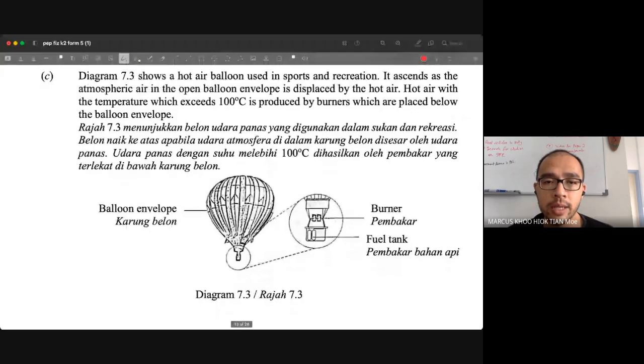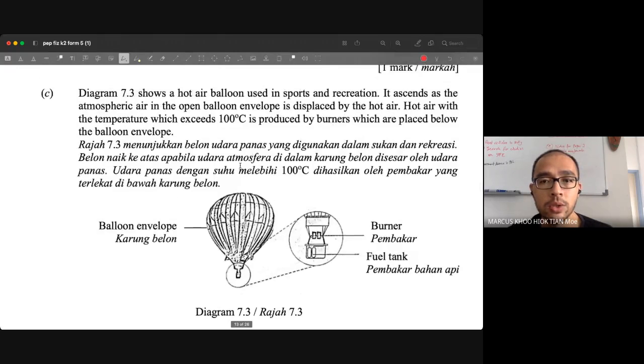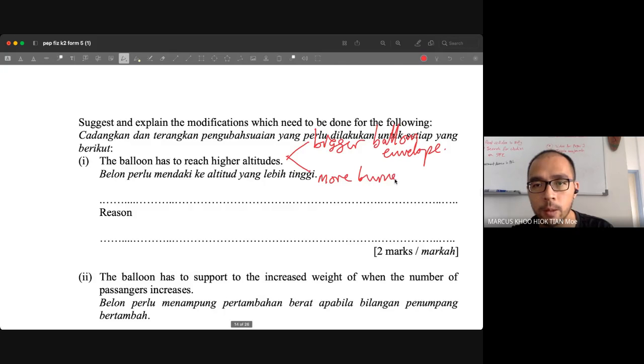So right here, you're given this balloon envelope, and then the burner and then the fuel tank. So the temperature which exceeds 100 degrees is produced by burners which are placed below this, blah, blah, blah. So in order to reach higher altitudes, there are two possible ways. Either you use a bigger balloon envelope, or more burners. Or you increase the burners lah, up to you lah. Increase the number of burners. Ini saya boleh terima.